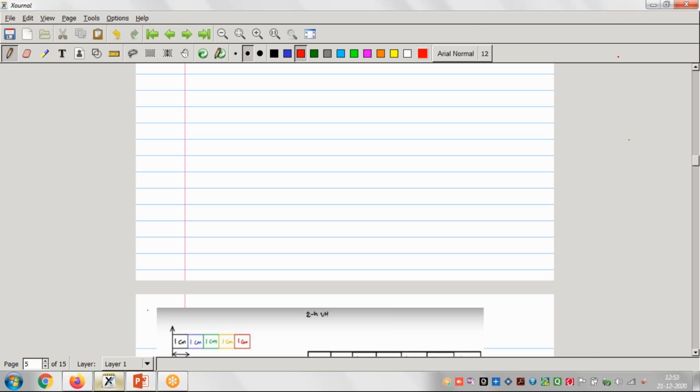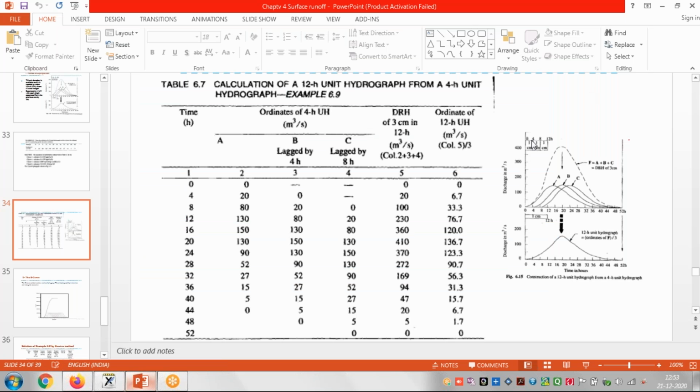Is this okay or not? If it is not clear, again I will tell you, because it is very, very important. For your life, you should know what is hydrograph, what is unit hydrograph, and how you will derive from 4-hour unit hydrograph to 6-hour, from 4-hour to 12-hour, likewise. So here I stop, and I will record some more numericals so that you understand this, and then you will be able to solve it. And next week, not this week, we will have a quiz. Is this okay?